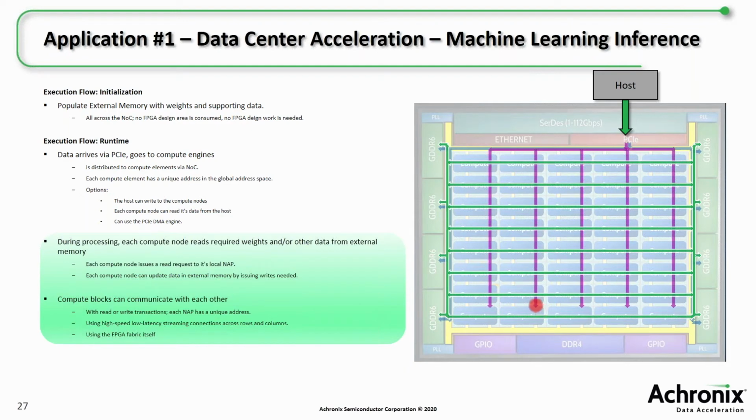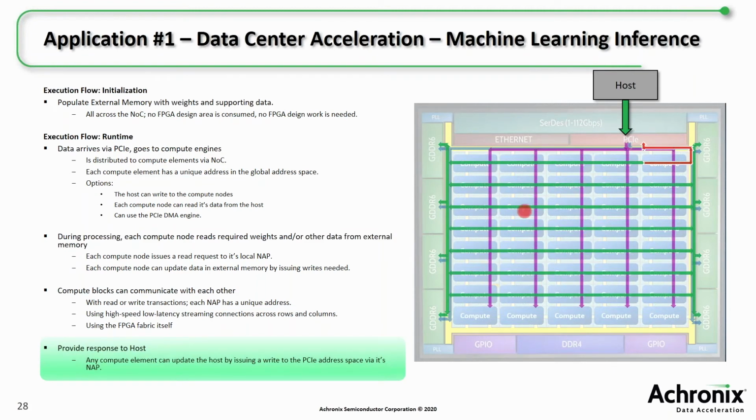Compute blocks can also communicate with each other. It's possible for a node here to issue a read or write transaction to a node over here. It's also possible to implement a low latency, high throughput streaming connection horizontally in a row or vertically in a column. And of course, it's an FPGA, so the blocks can communicate using the traditional FPGA fabric.